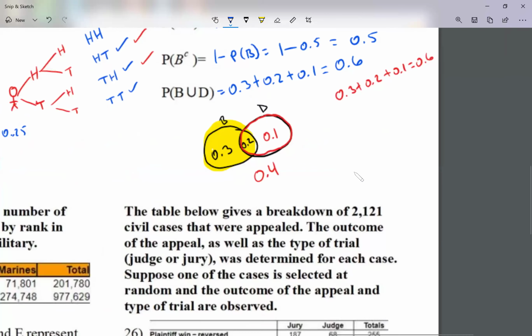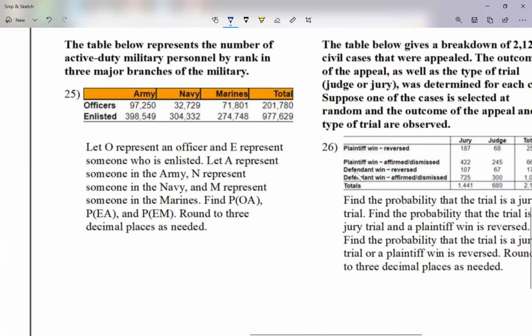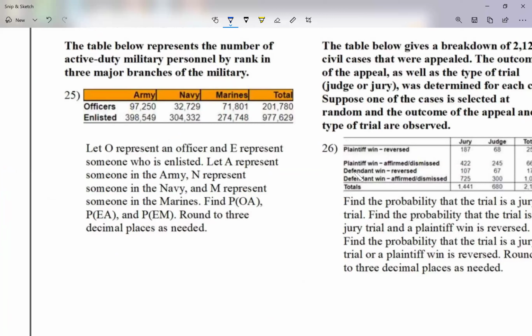I'm looking up to number 26 here. So let's say number 25. The table below represents the number of active duty military personnel by rank in 3 major branches of the military. So there are officers that are in the Army, Navy, and Marines. And it says there's a total of 201,780 officers. But there's also enlisted people in the Army, Navy, Marines. There's a total of 977,629 enlisted people. Let me add my two totals.